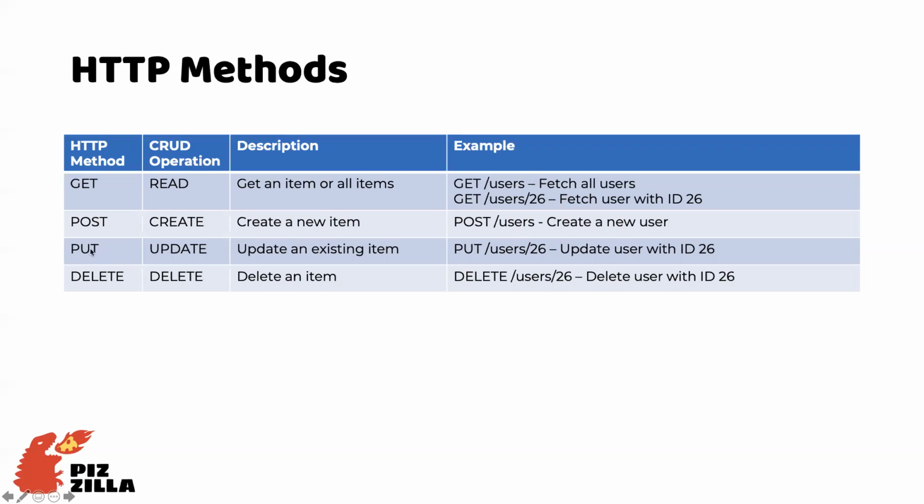If we do a PUT HTTP method, that is associated with an update. So if we put /users/26, we want to update some information about the user with the ID of 26. And last, delete is obviously deleting an item. So if we delete /users/26, we want to delete the user with the ID of 26.